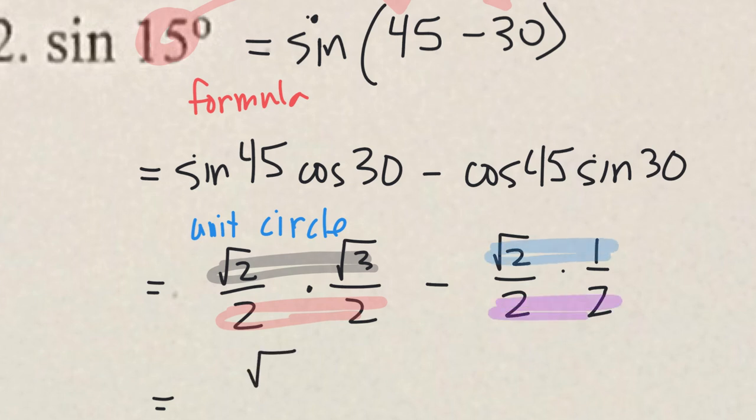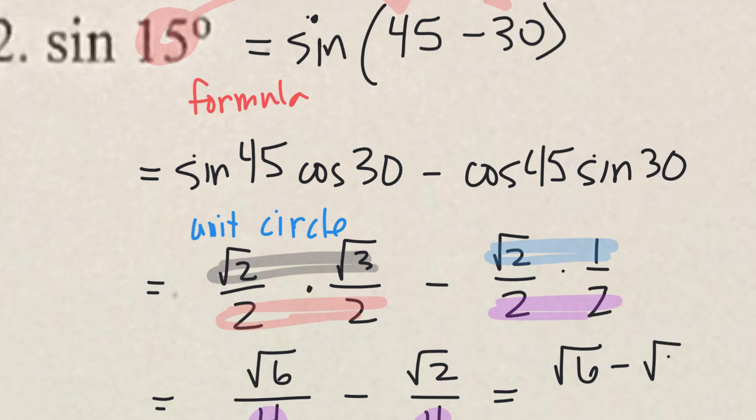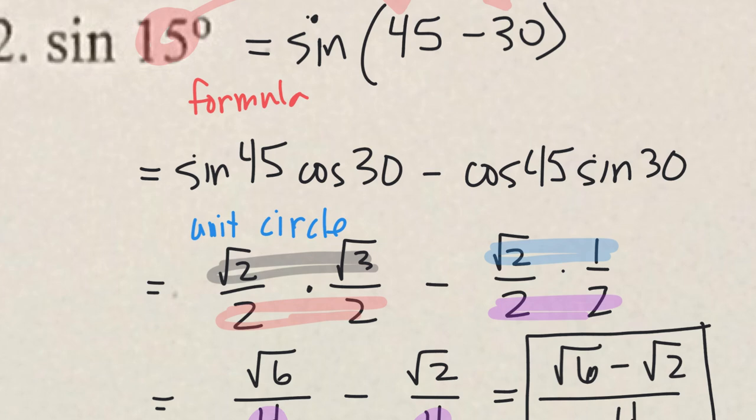And our fraction reduces to root 6 over 4, because 2 times 3 is 6, minus root 2 over 4. And now, since both of these have the same denominators, I can combine my numerators into root 6 minus root 2. No, we cannot actually subtract those radicals. They are different radicals. They are not like terms. So our final answer is root 6 minus root 2, divided by 4.